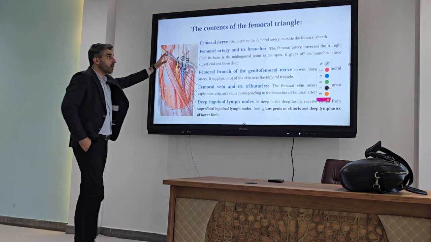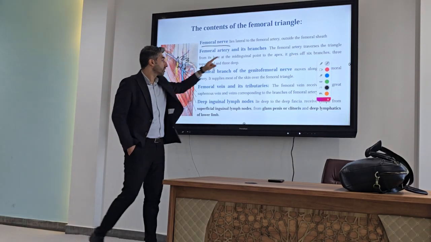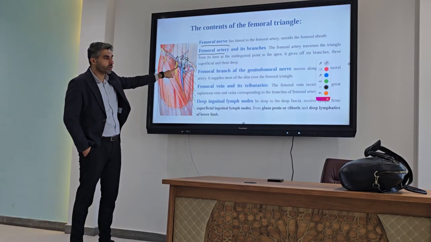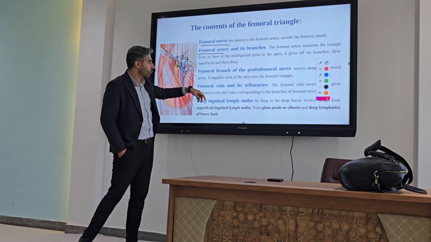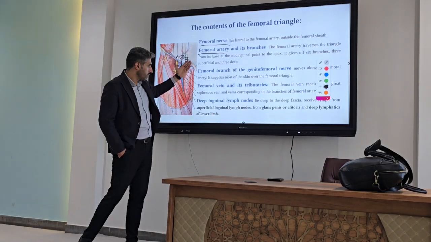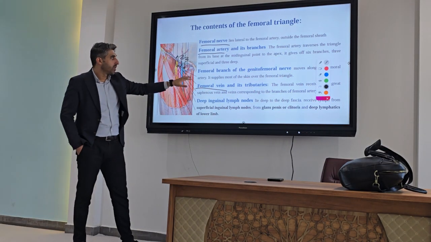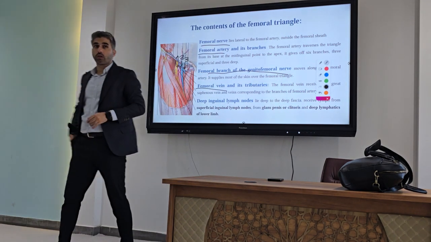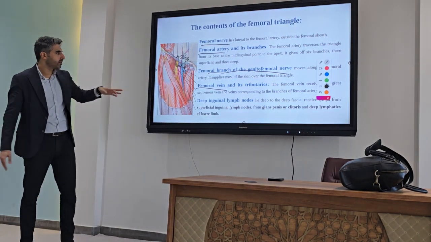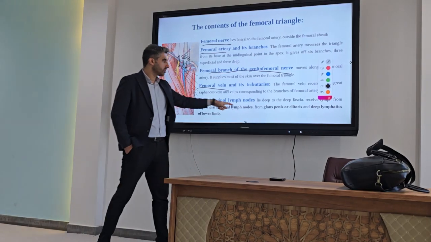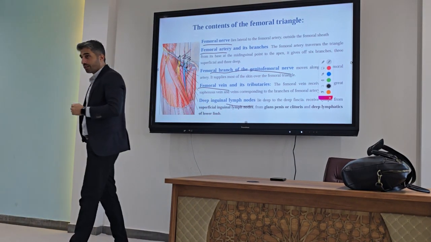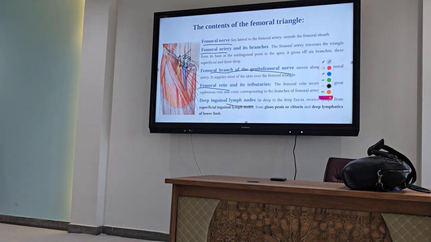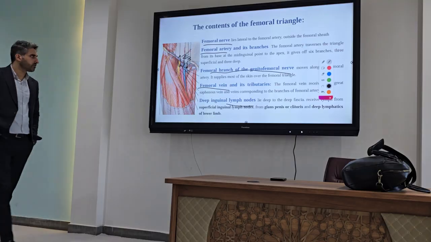So the contents of the femoral triangle: femoral nerve from the lumbar plexus, femoral artery, I will explain for you what the origin is, femoral vein, and the femoral branch of the genitofemoral nerve. I told you we have one nerve, genitofemoral, for the genital system, and the femoral branch is here, okay? And some lymph nodes, like the axilla. In the axilla, we had a lot of lymph nodes. Here, we also have some lymph nodes, the deep inguinal lymph nodes.